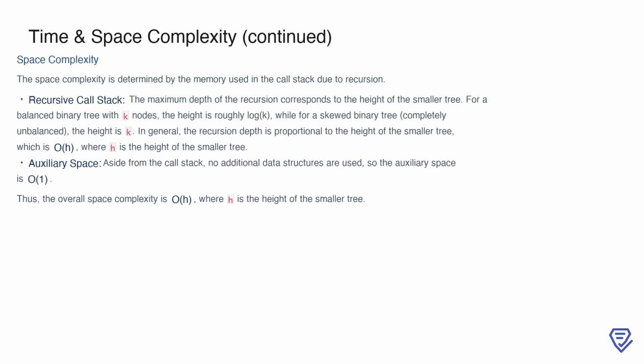In general, the maximum depth is O(h), where h is the height of the smaller tree. Additionally, the function doesn't use any other data structures, so the auxiliary space is O(1). Combining these factors, the overall space complexity is O(h), where h represents the height of the smaller tree. This gives us an efficient space usage that scales with the tree's height.